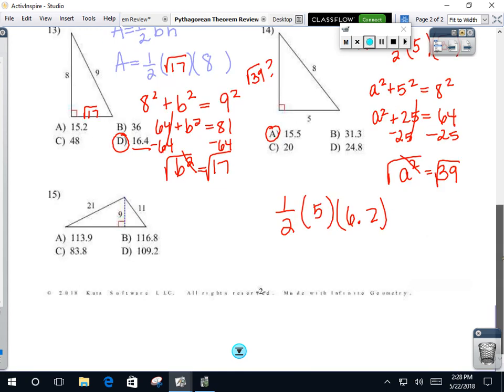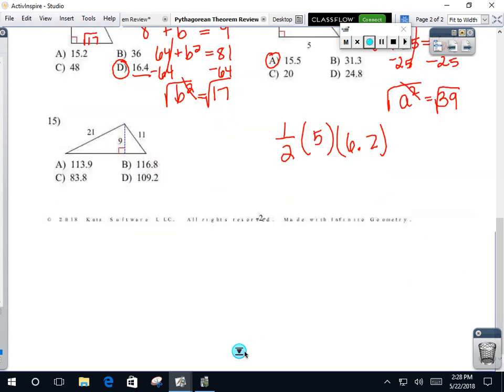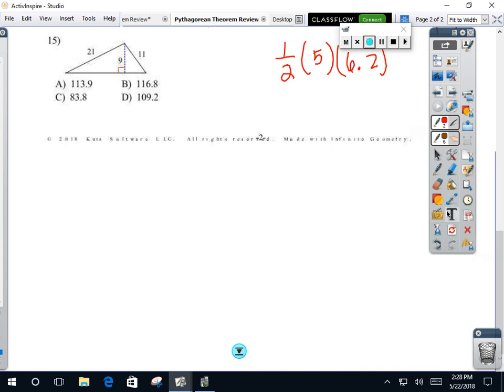Okay, last one, number 15. What's different about this one? There's two triangles, but we're trying to find the area of the entire triangle. But like Naya said, we don't know the base at all. Okay, we do know the height is what? 9. So to find the entire base, pay attention. Don't you have to know the base of this triangle and the base of this triangle?